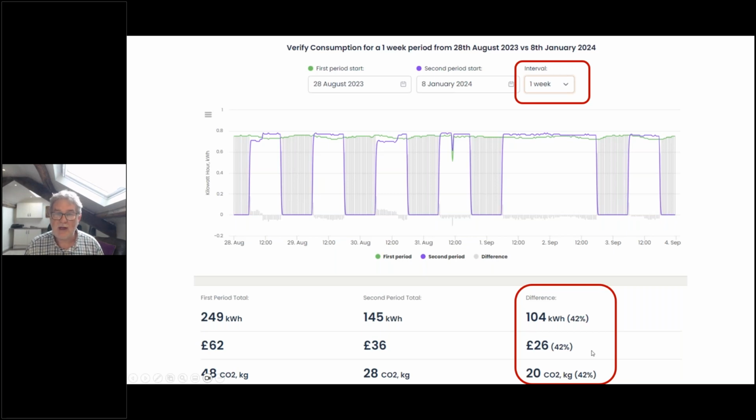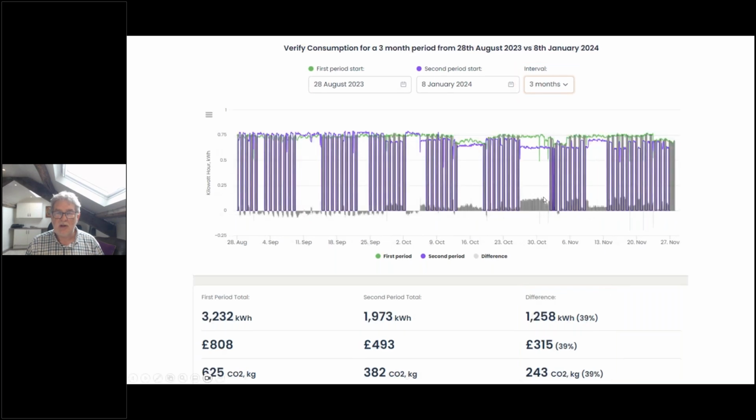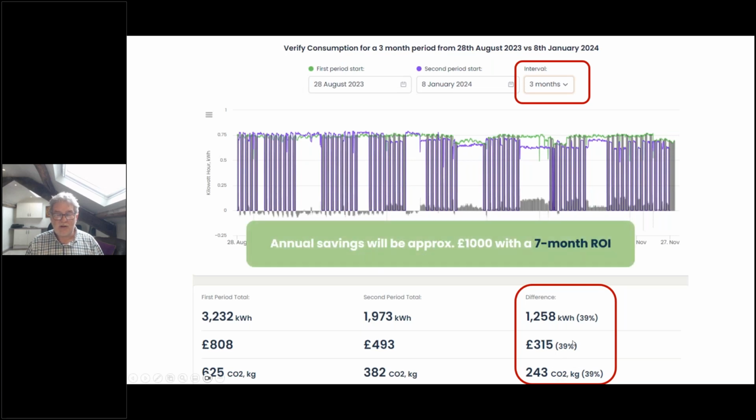This is on 1 air handling unit, incidentally, just 1 air handling unit. So it's saving 26 quid in a week and 20 kilos of carbon. If we fast forward this now 3 months, we can now see the savings have ramped up to 315 quid and a quarter ton of carbon. Now, the annual savings of this will be about £1,000 and the ROI is 7 months.